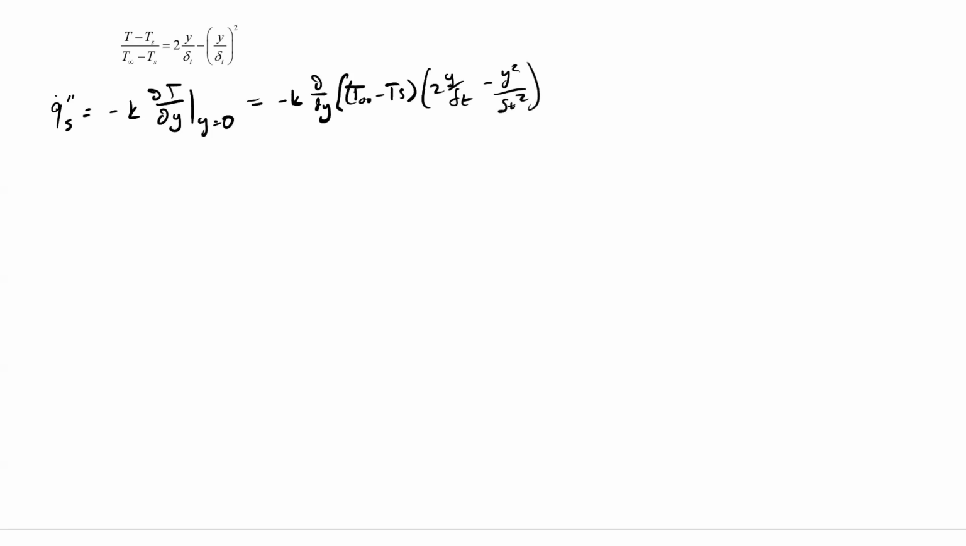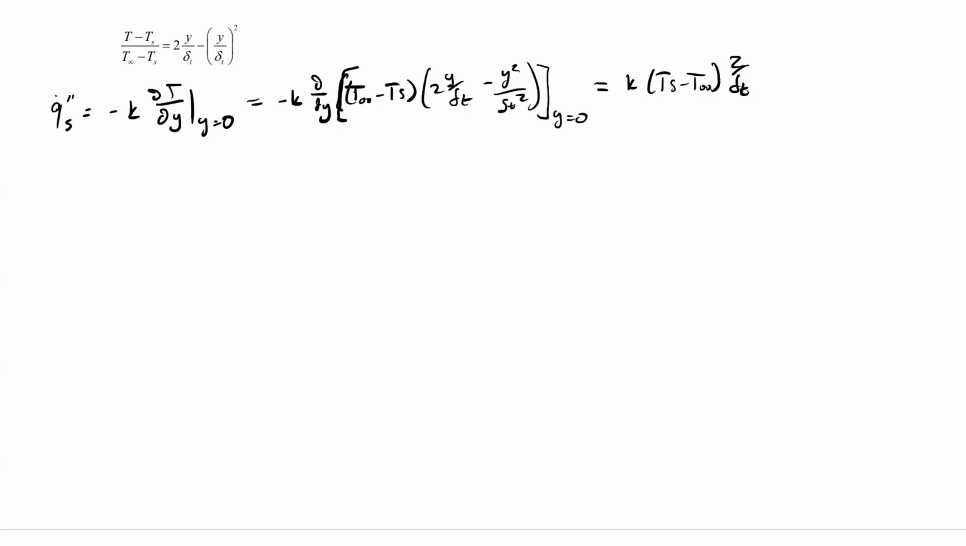All of that, this whole thing here, is evaluated at y equals 0. And that's equal to, on the right-hand side, k times Ts minus T infinity times 2 over delta T. That just comes from our original integral equation that we started with.